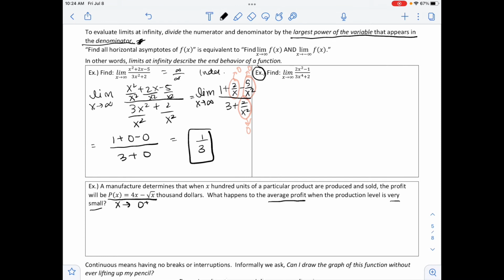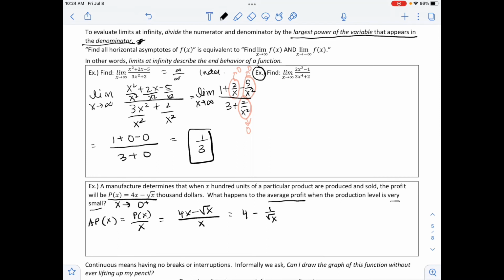And so remember that average profit, and this is talked about earlier in chapter 1, of x is going to be our profit function divided by the number of items sold. And so our profit function is 4x − √x, all over x. And this simplifies to being just 4x over x, or 4, minus √x over x, which would be 1 over √x.